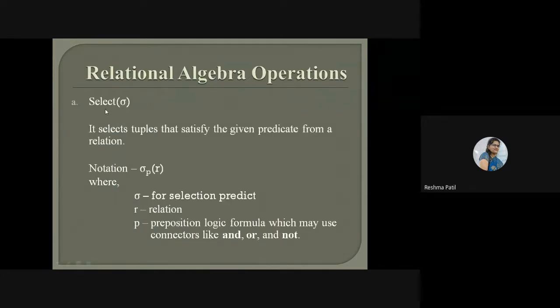Now the first operation, select. For this select operation we are going to use this symbol. We have to use symbols as well as operators for performing these relational algebra operations. So for this selection operation, select, we are going to use this symbol. It selects tuples that satisfy the given predicate from a relation. Predicate means rule. We are going to apply some rule or query on the relation.